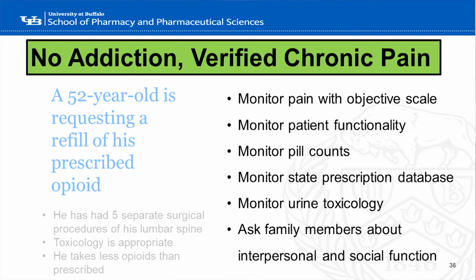So what we can do is to monitor his pain with an objective scale, such as a 10-point Likert scale, monitor his functional ability, such as a 10-point functional scale, check his pill counts, keep checking the state prescription database, monitor urine toxicology. And if he comes into the office with family members, you can ask them about how he's doing at home with interpersonal functioning, social functioning, and activities of daily life.